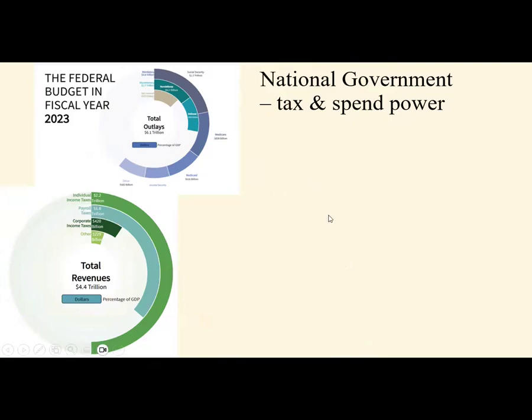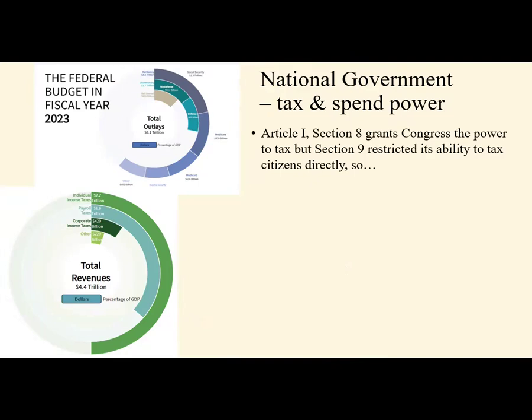So our next slide here is focused on the taxing power of the national government. Article 1, Section 8 grants Congress the power to tax. But if you read further in Section 9, this has changed, but it used to restrict Congress's ability to tax citizens directly. It made it so Congress could ask states to support the national government by paying taxes, and the state's portion of that tax burden would be determined by the population.